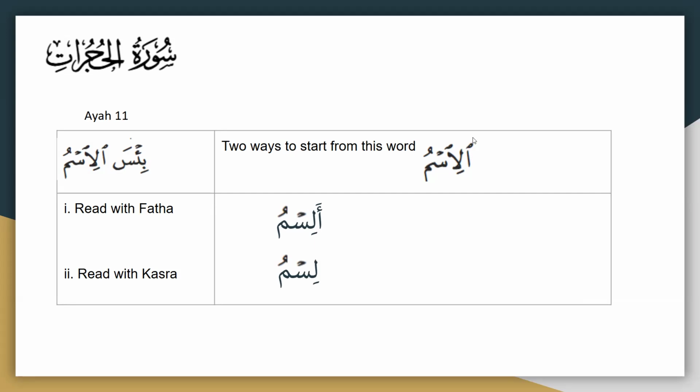Either you give a fatha to the Hamzatul Wasl and read alismu, because normally we give a fatha to the Hamzatul Wasl when there is a lam after it. Even though this lam is mutaharrik, it has a kasra under it, so we can give a fatha to the Hamzatul Wasl and read it as alismu, or completely delete in pronunciation the Hamzatul Wasl and read lismu because the lam has a kasra. So lismu. So two ways to begin from this word. Lismu or alismu.